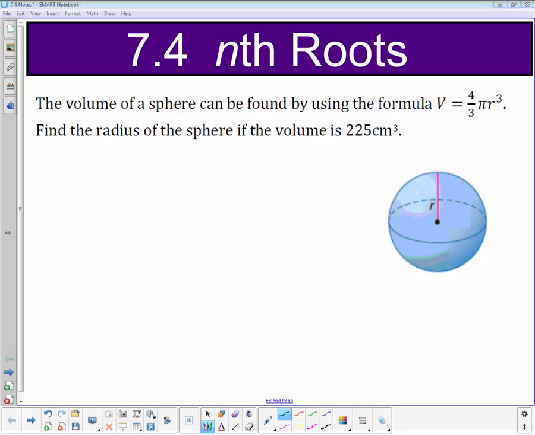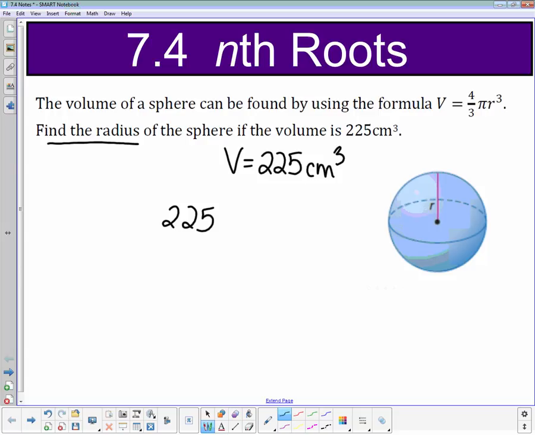So our first problem here, we have the volume of a sphere can be found by using the formula V equals 4 over 3 pi r cubed. And they're asking us to find the radius of the sphere if the volume is 225 centimeters. So we know our volume is equal to 225 centimeters cubed. So if we just put this into our equation, and to find the radius, we're going to want to solve for r. So we have 225, that's our volume, is equal to 4 over 3 times pi r cubed.